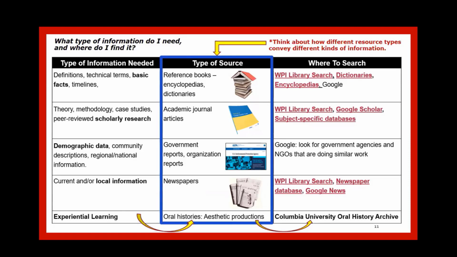So I always like to say, first things first, identify the type of information you need, whether that is a definition, a theory, or scholarly research that's backed up and vetted by other peer scholars in the field, right? If you do need community level information, perhaps you need more local event-based information. Think about that kind of information, and then think about the kind of resource you can find it in. Obviously, events come from newspapers.